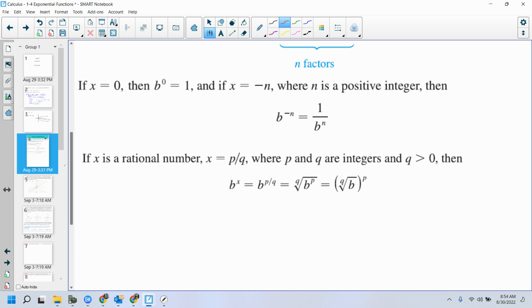Now that is commutative. I can change the order there. I can take the root first, then the power, or the power first, then the root. So it doesn't matter how you take them; just take one before the other. And that might help you solve something, where if you take the root first or the power first, it might simplify down something a little bit easier.